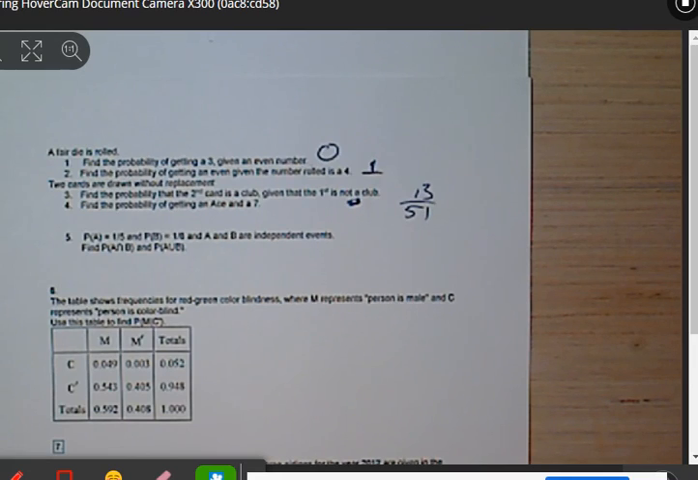All right, and then number 4, still doing the 2 cards without replacement here. Finding the probability of getting an ace and a 7.